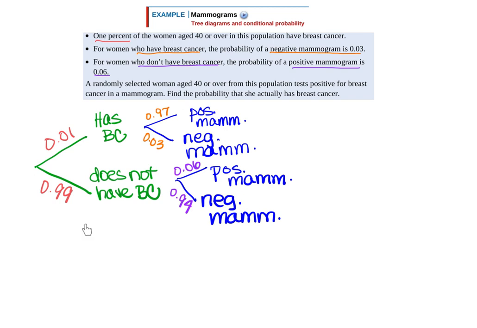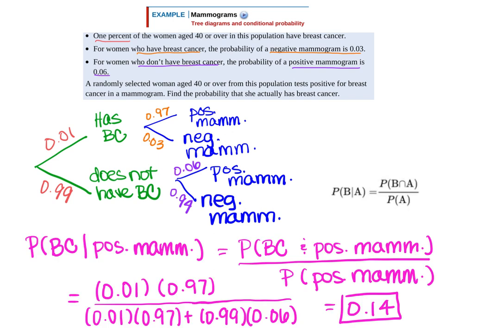So now, using this tree diagram, let's figure out the probability a randomly selected woman from this population tests positive for breast cancer in a mammogram. So, using our conditional probability model, we are looking for the probability that a human in this population has breast cancer given a positive mammogram result. So we know this to be true. What is the likelihood of this happening? That is the intersection of both things. So the probability of having breast cancer and a positive mammogram divided by the probability of A happening, or just the positive mammogram happening.